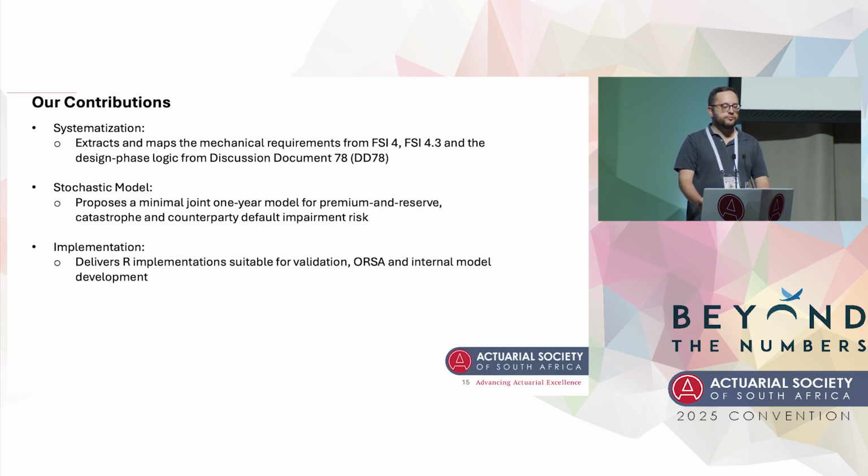Okay, so what are our contributions going to be? We're going to run through some of the requirements in FSR 4, which is your overall regulatory document dealing with the SCR. We're going to run through FSR 4.3, pull some things out of there, which is the document dealing with non-life underwriting risk. We'll talk about some of the logic from DD 78, which is the original design document that was put together by the working group for the old FSB, and you can still download it off the FSCA's website. We're going to try to propose minimal joint one-year models for premium and reserve risk, catastrophe risk, and counterparty default risk. And eventually, when we make the code public, you'll be able to run this and come up with your own little internal model variant based exactly on what SAM says.